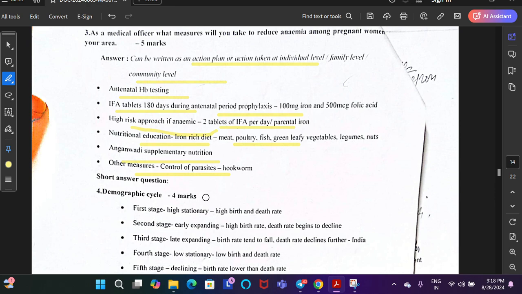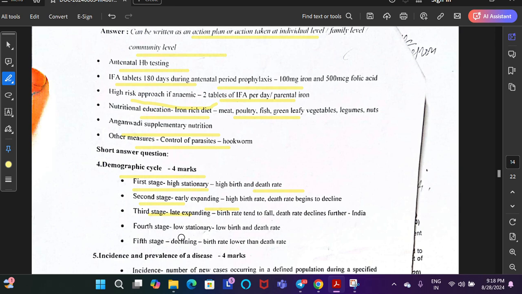Then the next question is the short answer question. What is the demographic cycle, 4 marks? So in the demographic cycle, the first stage is high stationary, that is high birth and death rate. Second stage is early expanding: high birth rate, death rate begins to decline. Third stage, late expanding: birth rate tends to fall, death rate declines further. India is the best example. Fourth stage, low stationary: low birth and death rate. Fifth stage, declining: birth rate lower than death rate.